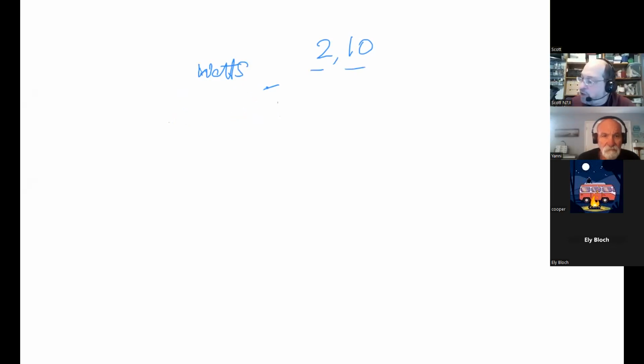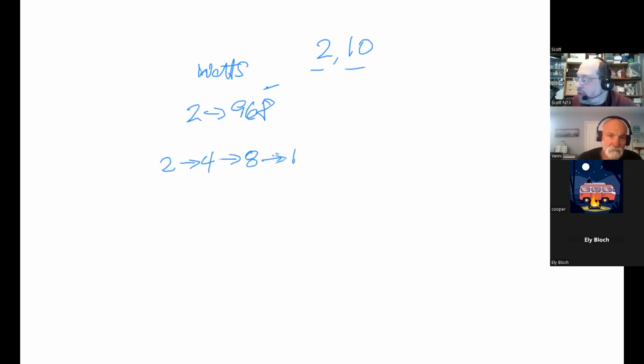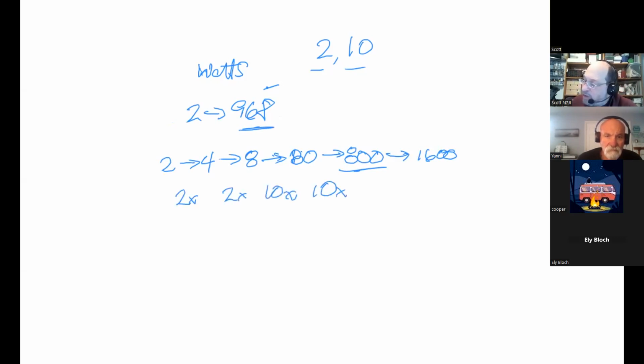So let's try another one. Let's go from 2 watts up to 968. All right, so we go 2 and then multiply by 2 to get 4 and multiply by 2 to get 8. Okay. And multiply by 10 to get 80 and multiply by 10 again to get 800. That gets us pretty close to 968, because if we went up again by 2, we'd get to 1600. So we're closer to 968. So that's 2 times, 2 times, 10 times, 10 times. Well, okay, 2 times is 3 dB, 2 times is 3 dB, 10 times is 10 dB, 10 times is 10 dB, and we get about 26 dB.